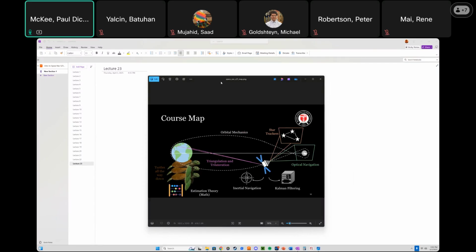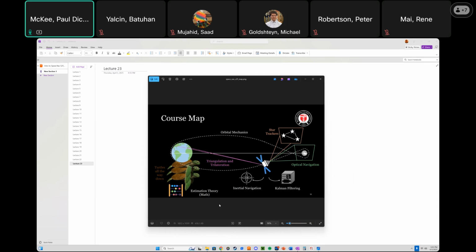But we started off with a review of orbital mechanics. We talked for a while about estimation theory, so like least squares and covariance and all that stuff. And then we had, I believe, 2 lectures on triangulation and trilateration to include GPS and the Deep Space Network. We had 1 lecture on inertial navigation, so how to use accelerometers and gyros to navigate. Then we had a 4-lecture series on star trackers, which the star tracker homework is due tomorrow. And then we have a 3-lecture series on Kalman filters. Kalman filter homework will be posted on Saturday for y'all to get started on.